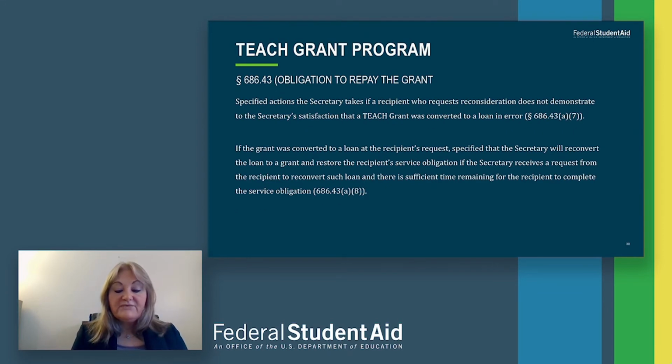If a recipient who requests reconsideration does not demonstrate to the Secretary's satisfaction that a Teach Grant was converted to a loan in error, the Secretary notifies the recipient that the loan cannot be converted to a Teach Grant, explains the reason or reasons why the loan cannot be converted to a Teach Grant, and explains how the recipient may contact the Federal Student Aid Ombudsman if he or she continues to believe that the Teach Grant was converted to a loan in error.